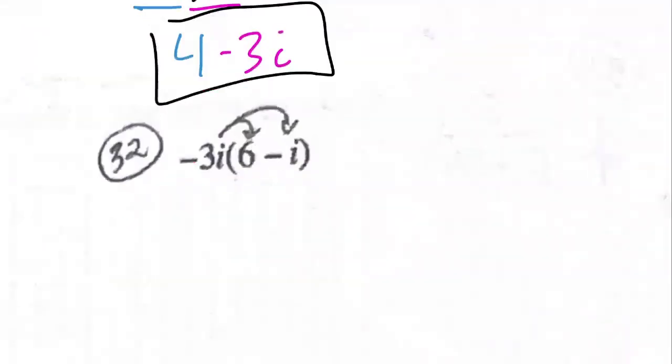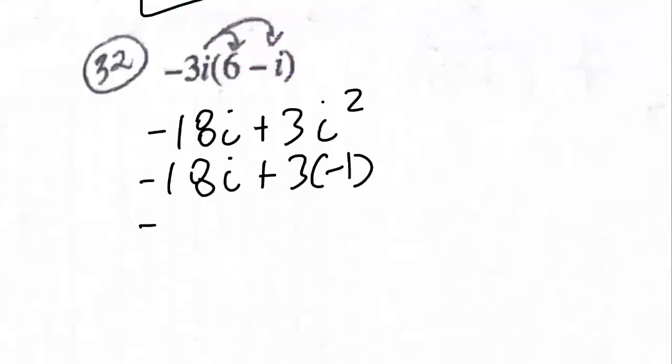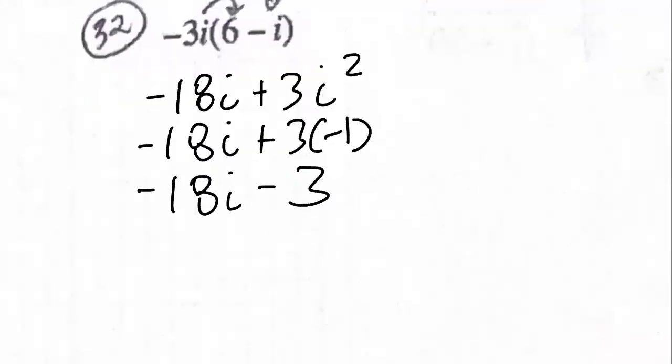32, distributive property, negative 18i, my positive 3i squared. 3i squared is negative 1. So negative 3, and then rewrite it in standard form: negative 3 minus 18i.